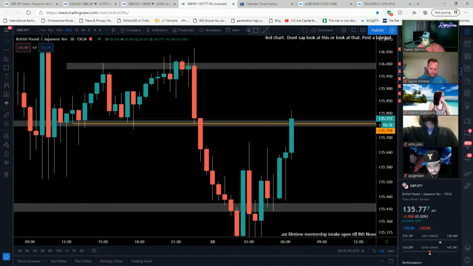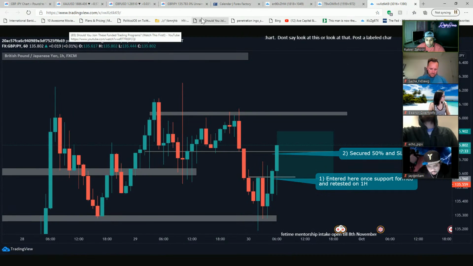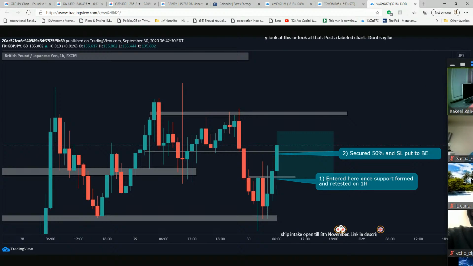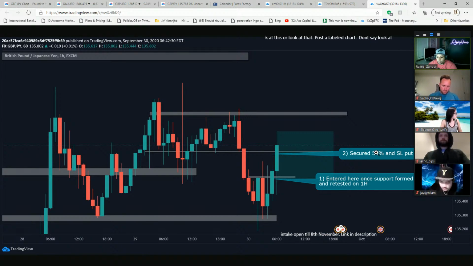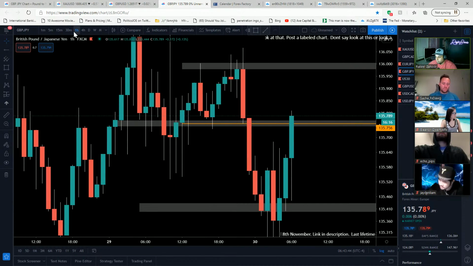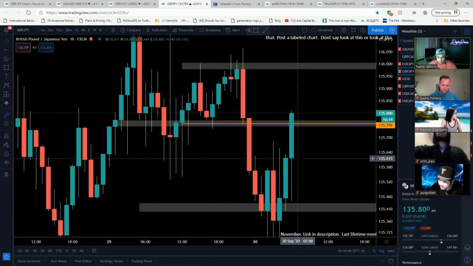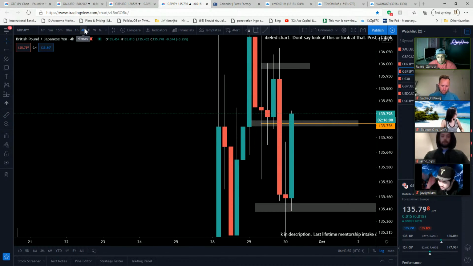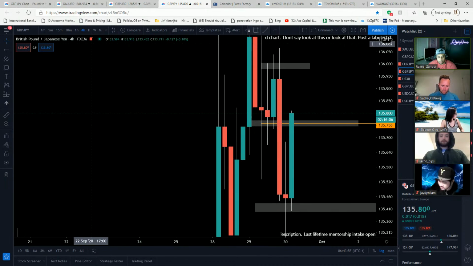So let's take a look at this chart here. This is entered here, once support formed and retested on 1 hour. This is GJ 1 hour. Secured 50% and stops put to break even. Oh, nice. Beautiful. Looks like a lot of people caught these buys here. How much was this? 16, 18 pips, 20 pips running over here. 4-hour also coming up. Broken the high over here.